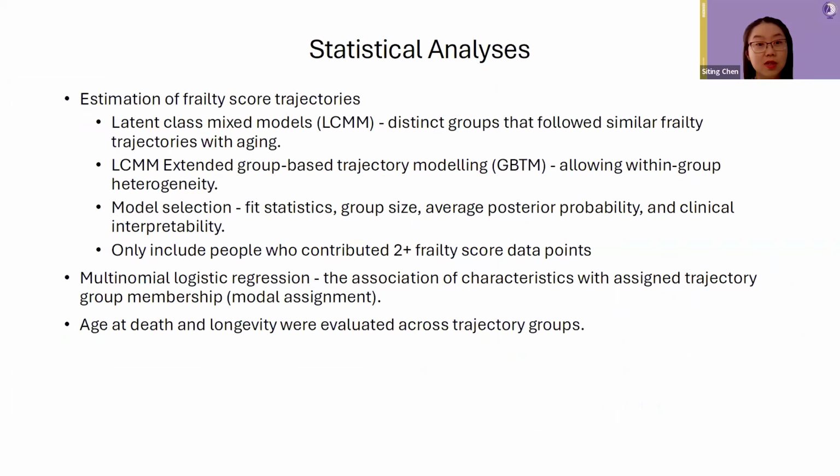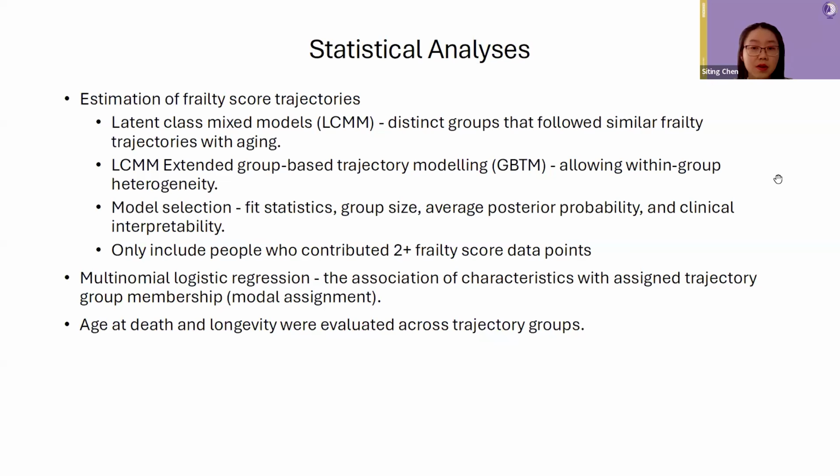I'm going to talk about the statistical analysis. For this analysis, we estimated frailty score trajectories using latent class mixed models. This method allows us to identify distinct groups of individuals who follow similar frailty patterns at their age. Compared to traditional group-based trajectory modeling, the LCMM extends the framework by allowing for within-group heterogeneity. So it doesn't assume that everyone in the group follows exactly the same path, which means people within the same group might have varying random slopes and intercepts, which makes the trajectory prediction more flexible.